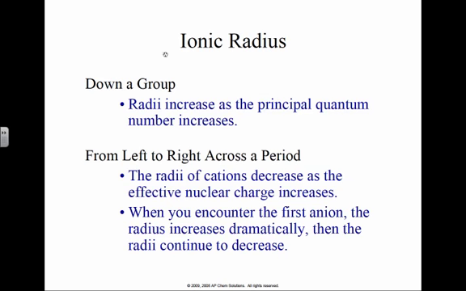So ionic radius, what happens? Well, if you go down a group, you're still increasing your number of shells, so it just gets bigger. But if you're going from left to right across a period on the periodic table, the radii of the cations, positive ions, decreases as the effective nuclear charge is increasing. Okay? But when you encounter your first anion, remember the anions are going to be bigger, so there's going to be this dramatic increase in radius. But as you continue on, they're going to get smaller and smaller and smaller.